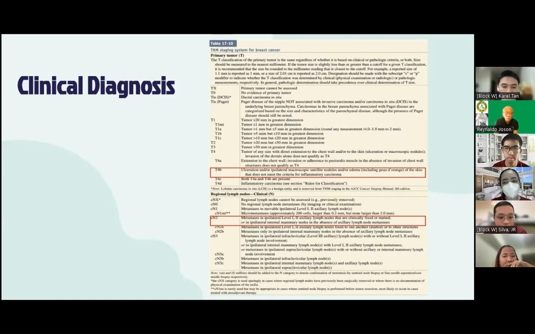And then for the lymph nodes, clinical lymph nodes naman po, disclaimer lang, sir, we weren't able to palpate the lymph nodes during the time that we do our physical examination. But upon chart review, the patient was initially diagnosed with N2 for the lymph nodes.